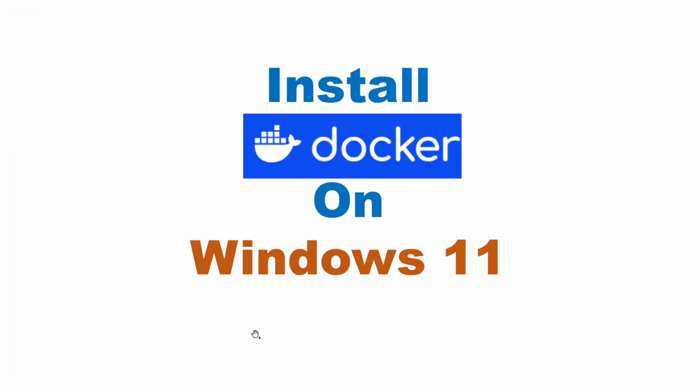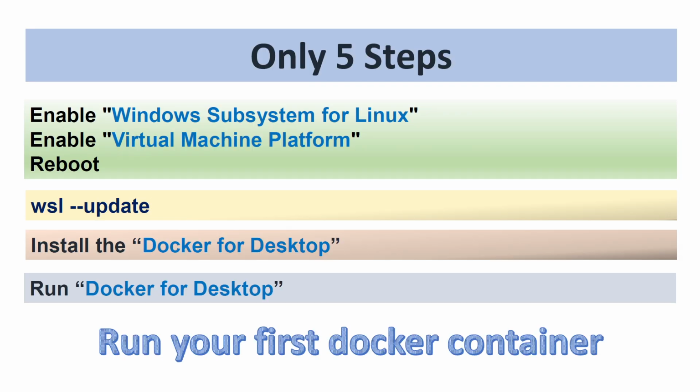Hello all, in this tutorial we will learn how to install Docker on Windows 11. There are only 5 steps that we need to follow. You'll have to enable two features: one is Windows Subsystem for Linux and the other is Virtual Machine Platform. Once you have enabled these features, go ahead and reboot your Windows machine.